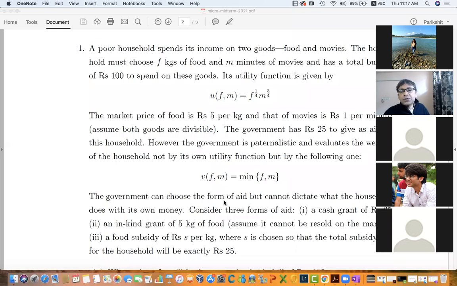So the inefficiency means that there is room for such Pareto improving deals where the household by its own utility function and the government by its utility function could both reach a better situation. So the only question is the practical feasibility of such improvements.